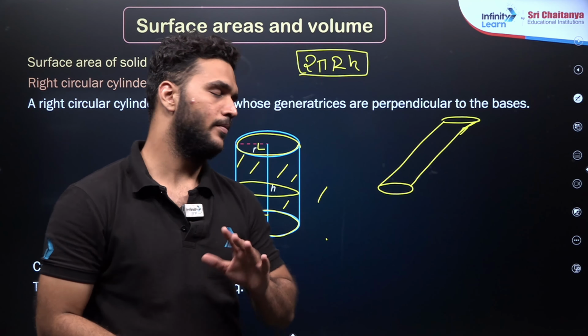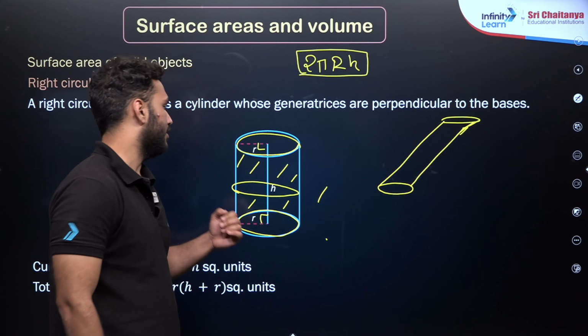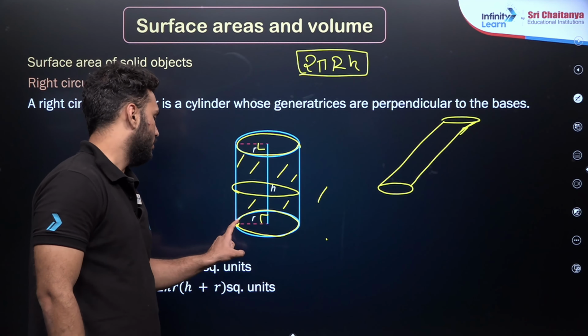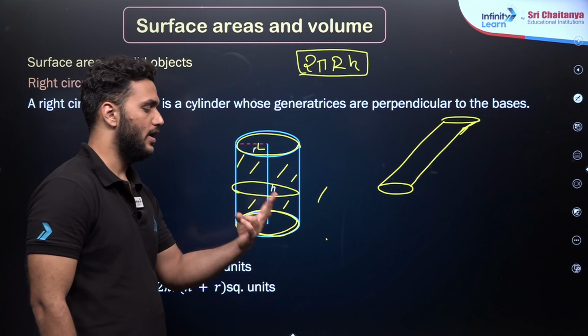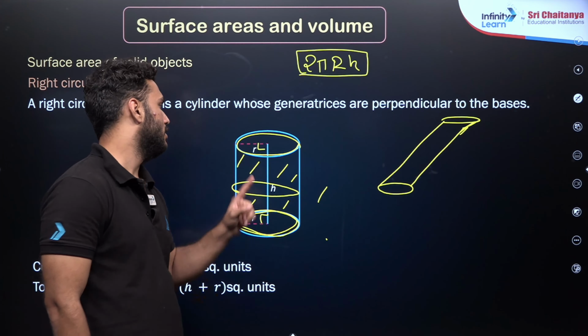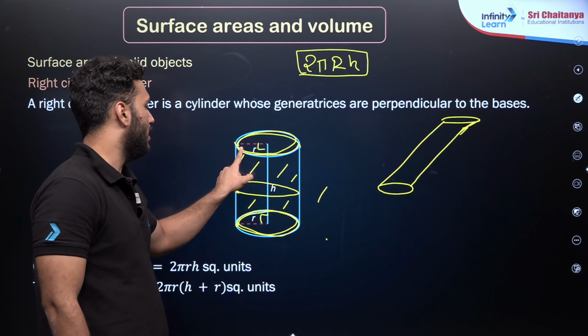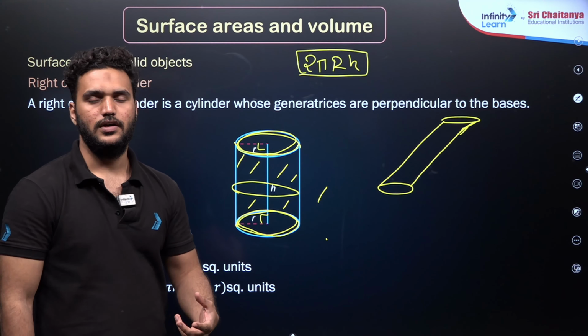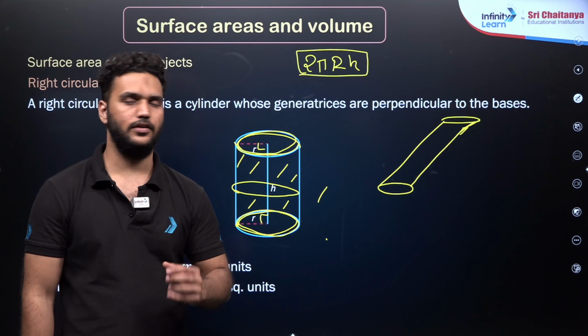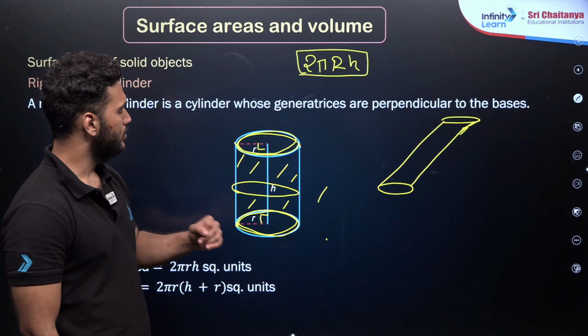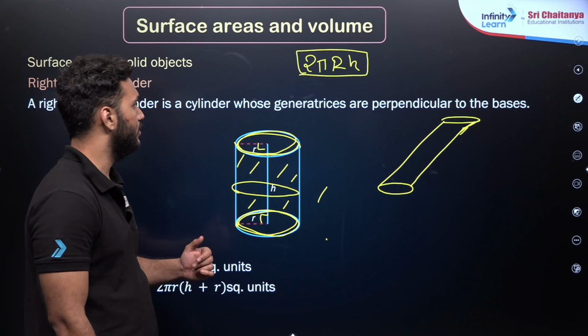You said base. See, in the case of a right circular cylinder, every value of this circle, like radius, area, circumference, everything will be equal to this. Means they are what? Congruent circles. In yesterday's class, I explained the congruent circle. Okay, so this is 2 pi rh. We have found the curved surface area.